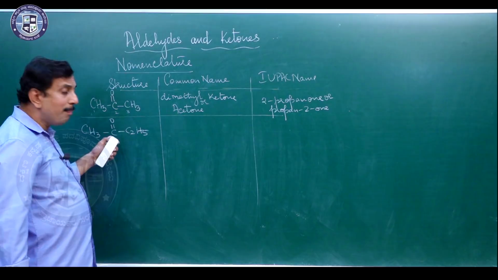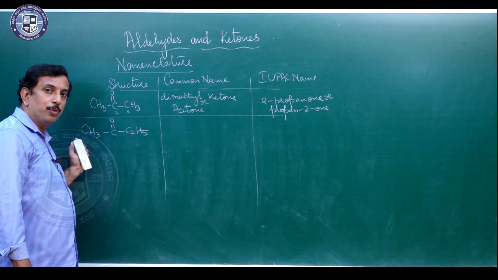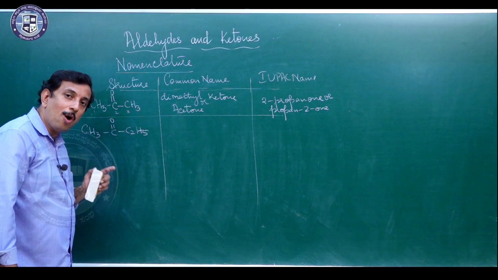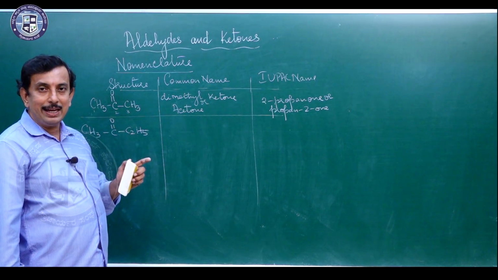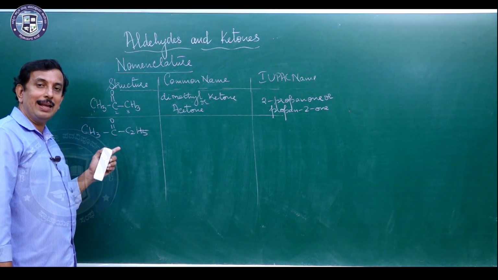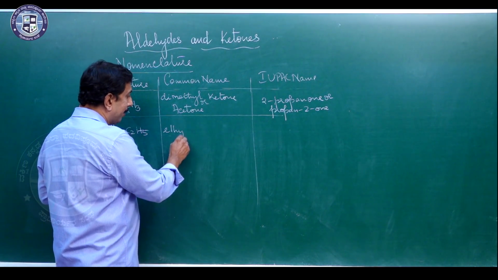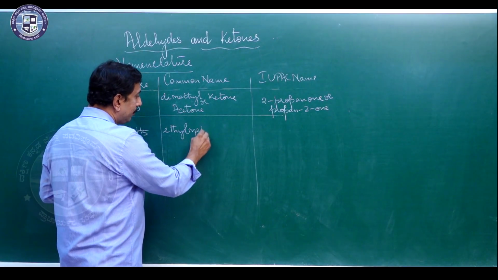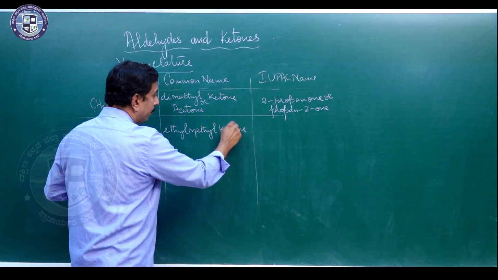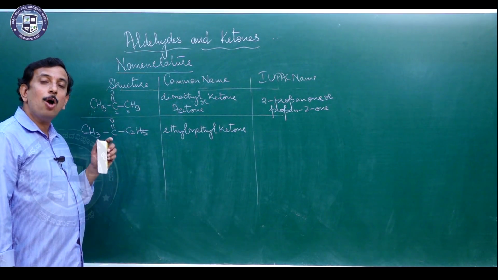If I want to name this compound in the common system, I can name it with the two groups using alphabetical order. According to the alphabetical order, ethyl begins with E, methyl begins with M. So, E comes first, M comes later. Therefore, this compound I can call ethyl methyl ketone. Ethyl methyl ketone, that is a common name.